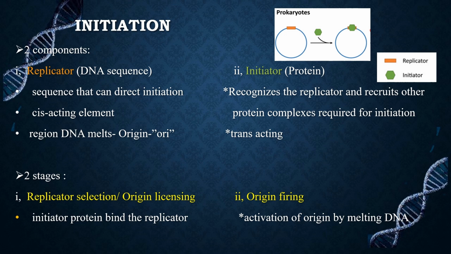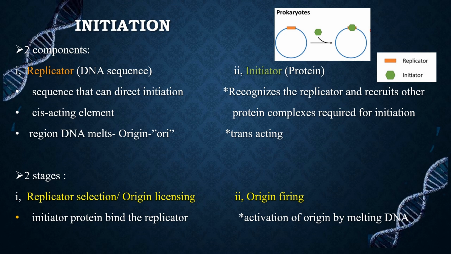The first stage of DNA replication is initiation. During initiation, different proteins bind and form a complex on the DNA which gradually unwinds the DNA. This is the major thing that happens in initiation. The two components required for initiation are the replicator and the initiator. The replicator, represented in orange color in the image, is the entire set of DNA sequence that can direct initiation of replication.